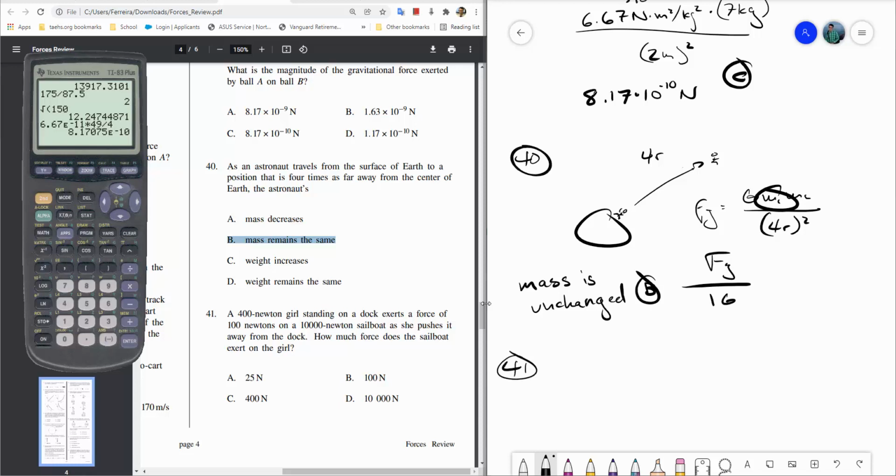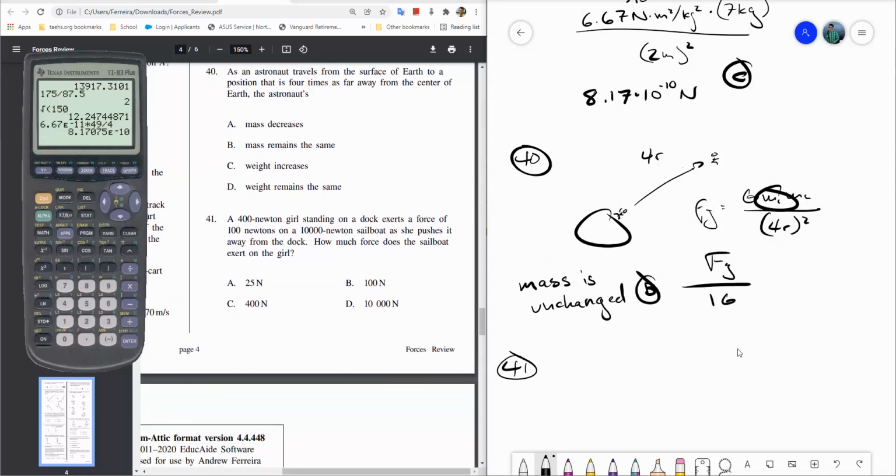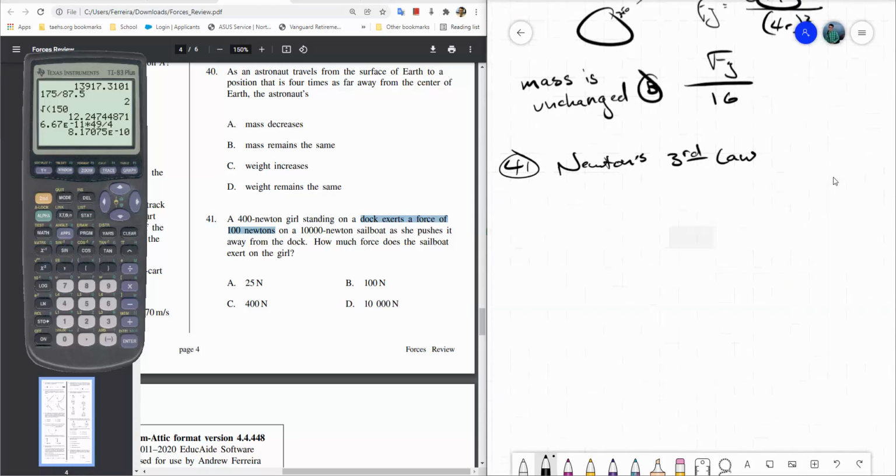Last question, 41. A 400 Newton girl standing on a dock exerts a force of 100 newtons on a 1000 Newton sailboat as she pushes it away from the dock. How much force does the sailboat exert on the girl? Again, Newton's third law. Every action has an equal and opposite reaction. If you exert a force of 100 newtons. So just to kind of recap, there's a lot of Newton words being dropped. Here's a girl. She weighs 400 newtons. That's the force of gravity of the girl.